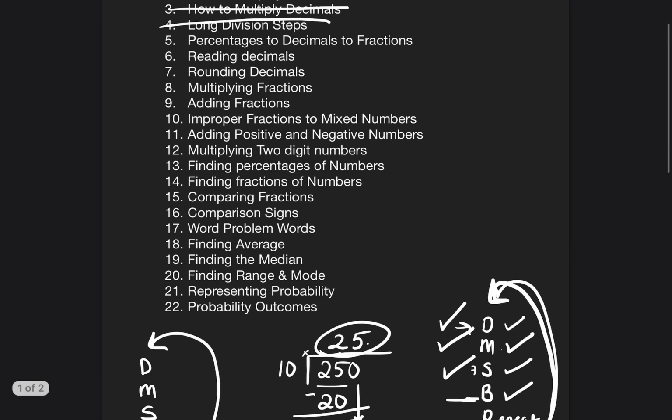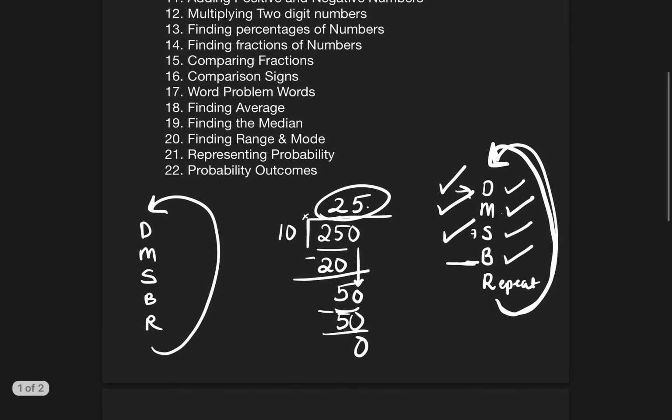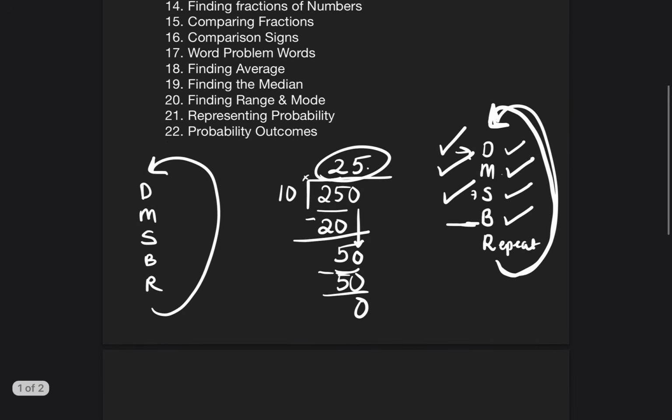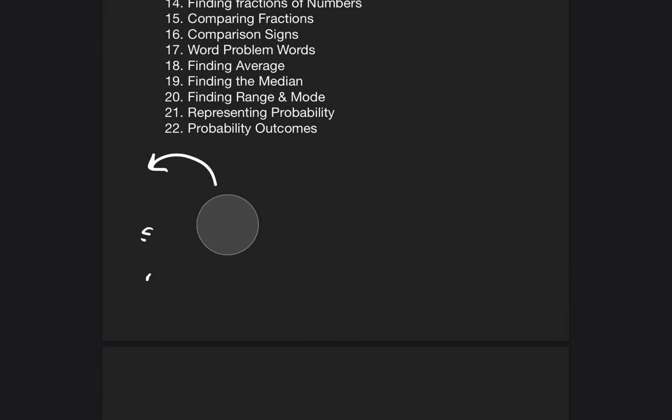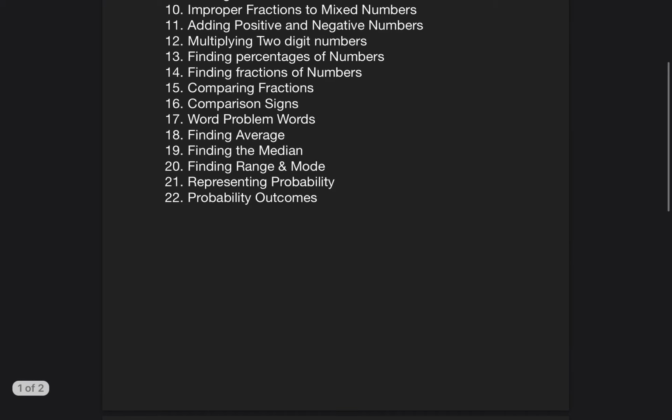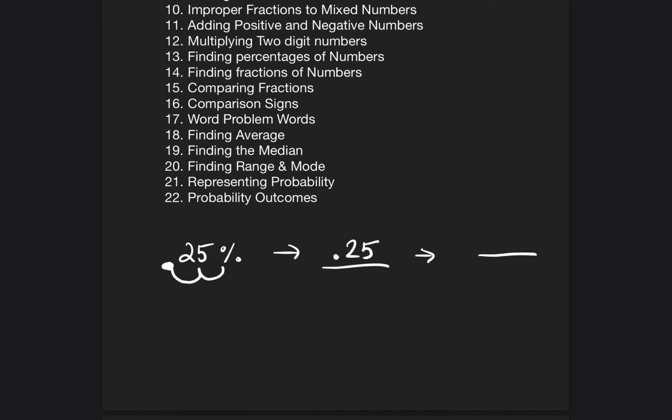All right, so now we're going to do number 5, percentages to decimals to fractions. So I'm going to go ahead and erase this, and let's do percentages to decimals to fractions. So if I have 25%, this also can be written as a decimal, and that also can be written as a fraction. So the way you change a percentage to a decimal is you start at the percent sign and you move it over twice, 1, 2, and you put a decimal point here. So 25% would be the same as 0.25.